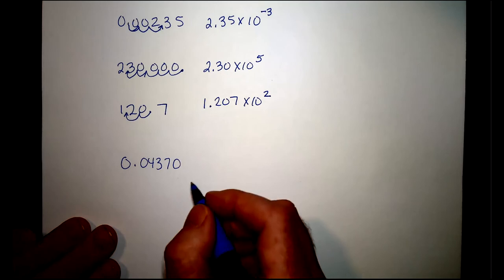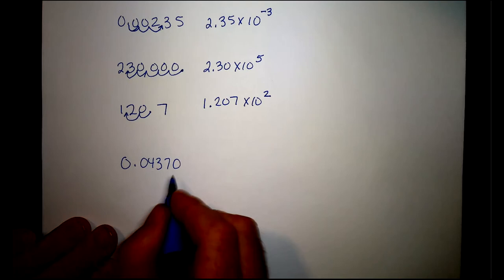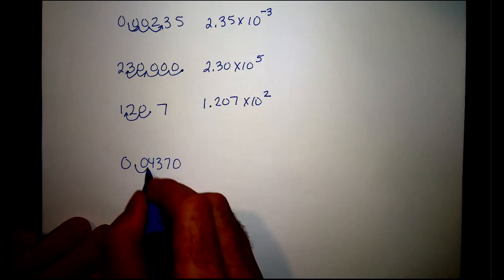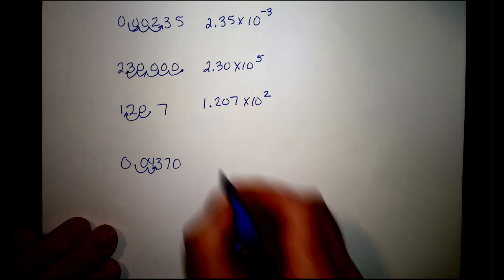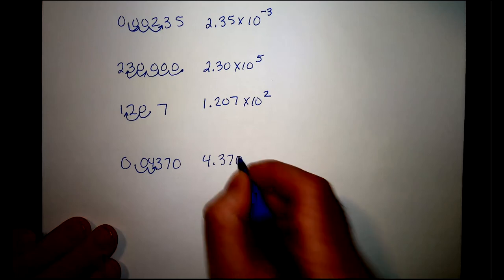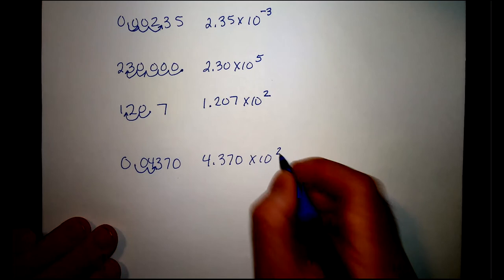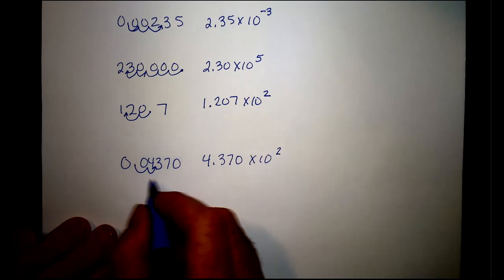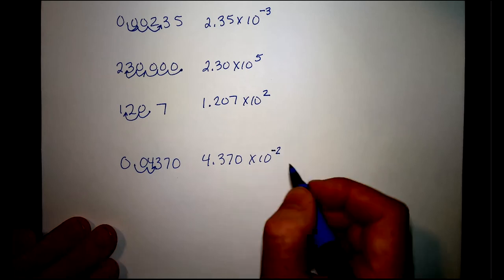Last but not least, 0.04370. I'm going to have to move that 1, 2 places, but I'm moving it to the right instead of to the left. So I'm going to say 4.370 times 10 to the second, but it's not going to be a positive 2. I moved it to the right. This is a number between 0 and 1, so it's going to be a negative 2.